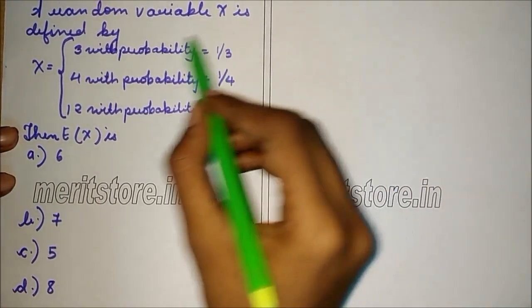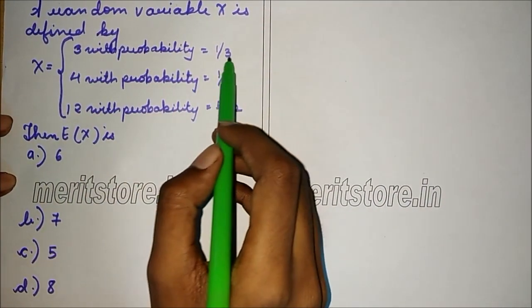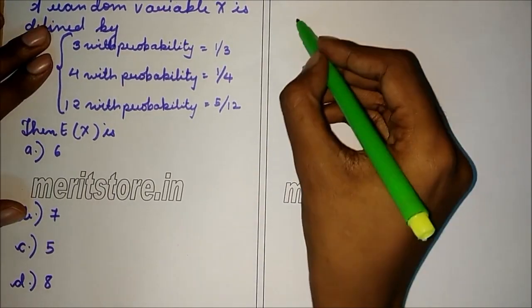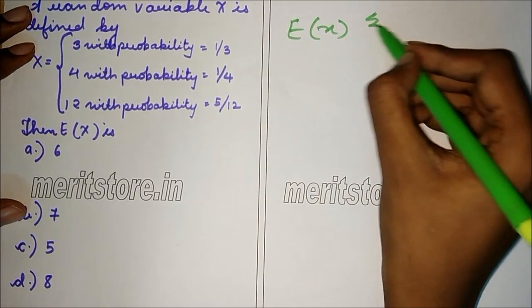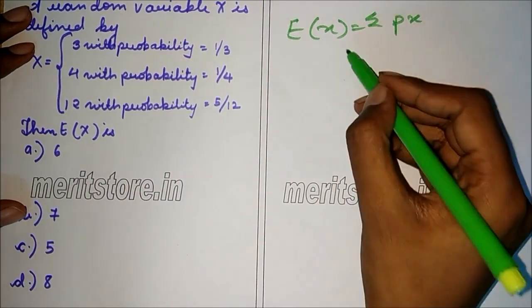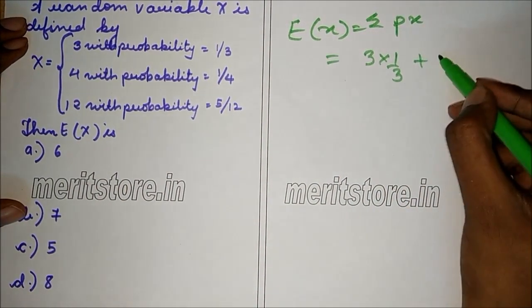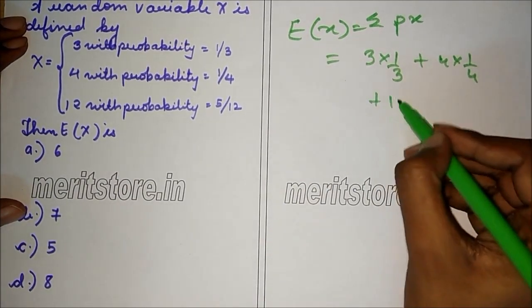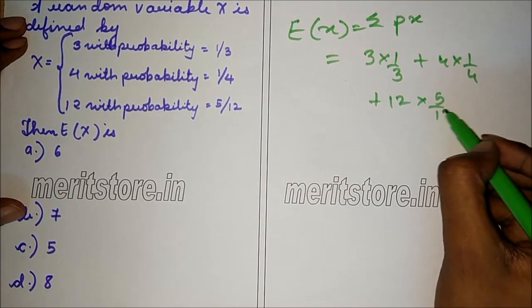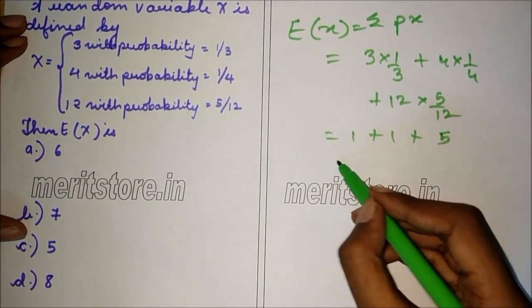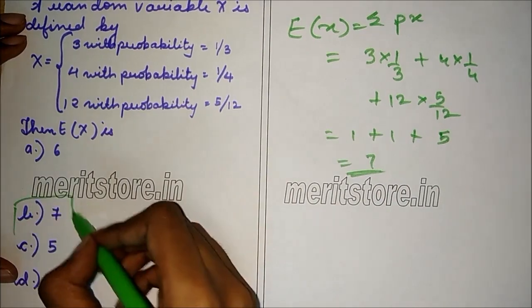A random variable x is defined by 3 with probability 1 by 3, 4 with probability 1 by 4, and 12 with probability 5 by 12. Then E of x is what? So E of x is given as summation of product of p and x. So this will be 3 into 1 by 3 plus 4 into 1 by 4 plus 12 into 5 by 12. So this will be 1 plus 1 plus 5, which is equal to 7. So the answer is B, 7.